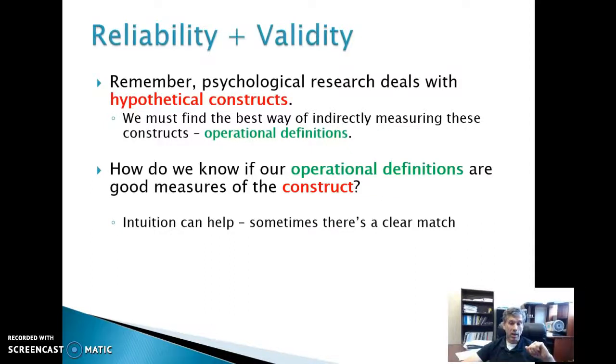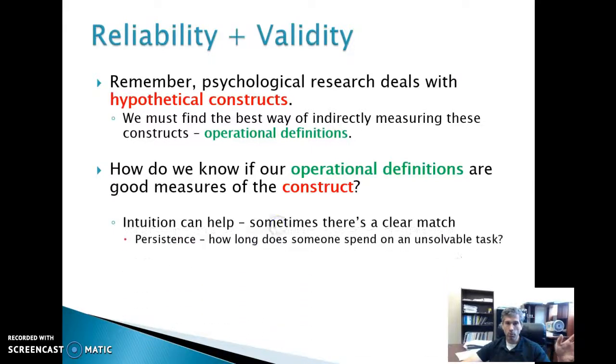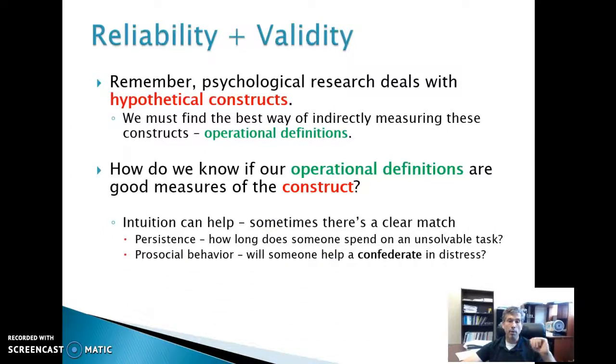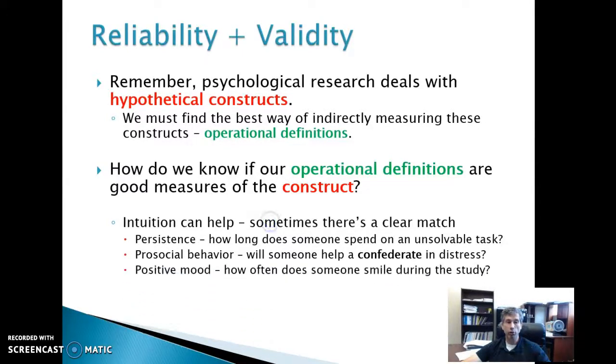But when we do make that jump, sometimes we have intuition to inform us. For example, if I wanted to measure persistence, I give someone a task that's impossible to solve and I see how long they keep trying. That seems like a very intuitive way of representing persistence. If I'm looking at prosocial or helping behavior, I have a confederate, not someone who fought for the South, but someone who's working with the experimenter, but the participant doesn't know it. I have them in a situation where they appear to be in distress. I see if the person's willing to help them. That's an intuitive way of representing prosocial behavior.